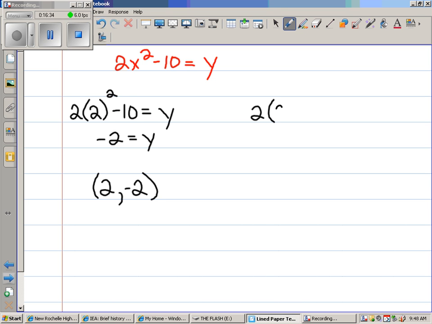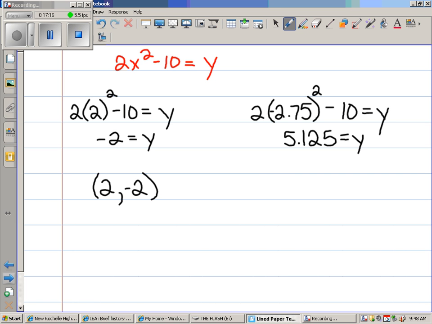What was the other one that we got? Negative 2.75. 2 times negative 2.75 squared minus 10 equals y. Can somebody do that in their calculator? How much does y equal? Jane? Is that how much it's squared, or that's how much it is totally at the end? 5.125? Negative or positive? So 5.125 equals y.